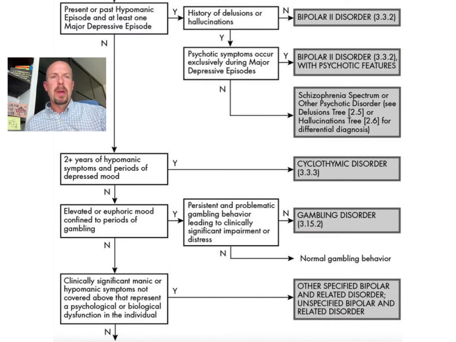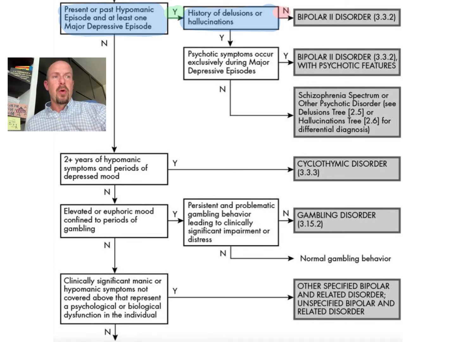Okay, so now we're coming down from above. If they hadn't had a present or previous manic episode, the next question we ask ourselves is, have they had a previous or current hypomanic episode? This follows from the map above. If they hadn't met the criteria for a manic episode, we follow the pathway for a hypomanic episode. Let's say that yes, they have a present or past hypomanic episode. We ask ourselves the same question as in the previous little map: do they have a history of delusions or hallucinations?